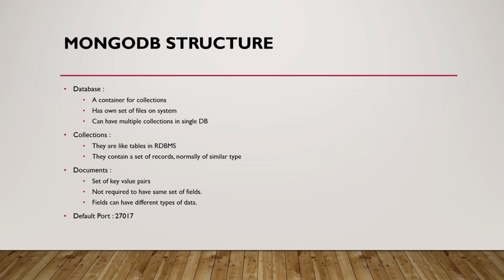Schema is flexible, and it is not mandatory to have the same set of fields in the documents in the same collection. As we said, a database is a container of collections. It has its own set of files. It can have multiple collections in a single database. Collections are like tables in RDBMS. They contain a set of records, normally of a similar type. Documents are sets of key-value pairs and are not required to have the same set of fields. Fields can have different types of data. And the default port of MongoDB is 27017.